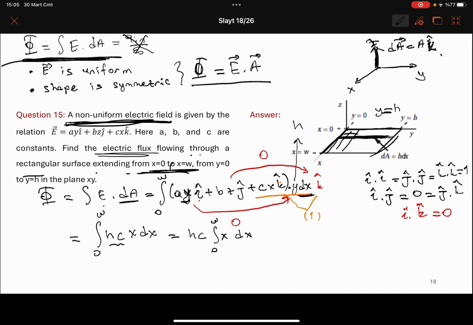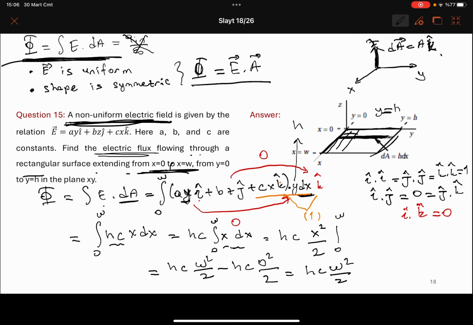I know its integral result gives x to the power 2 over 2. I need to put its limits as well. h c w squared over 2 minus h c 0 squared over 2. Your final result is this part. So your flux result equals that.